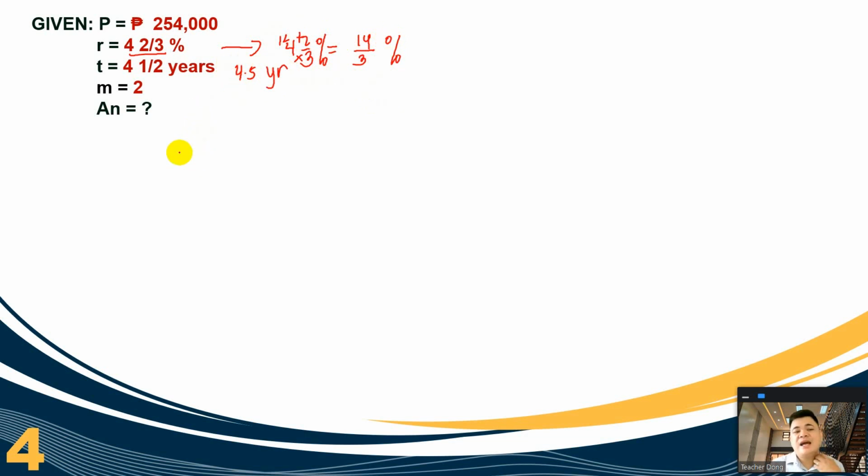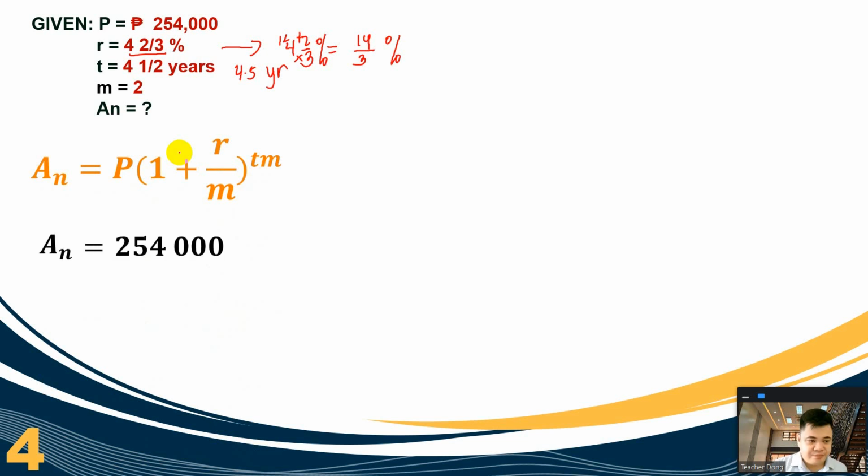Okay, so we cannot actually transform R into a decimal since it will not give you an exact value. It's a repeating decimal, 4.66666. So we cannot round it up since we are solving within the formula. That's not allowed. Now, our A sub n is equal to P times the quantity 1 plus R over M, raised to the power of Tm.